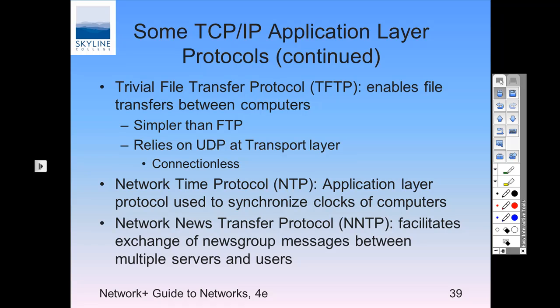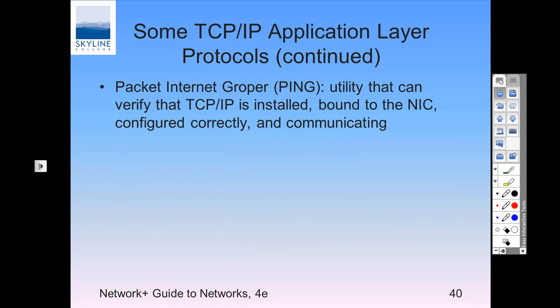NNTP, Network News Protocol, I don't see that one come up a lot anymore. It used to in boards. Ping, Packet Internet Groper, that's what they say. So ping is the utility we use to do an awful lot of troubleshooting. Is it alive? And also traceroute. Traceroute checks the route. Ping checks to see if there is what's called a live machine at the other end.